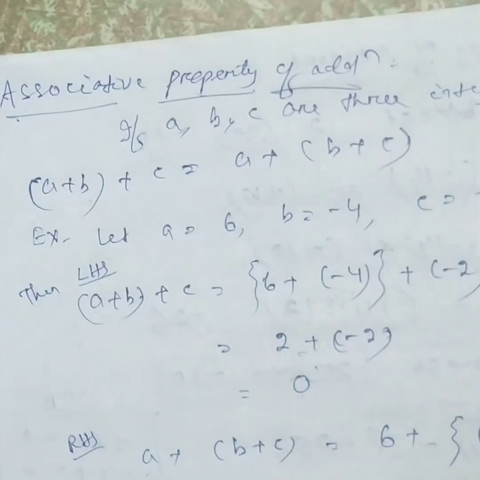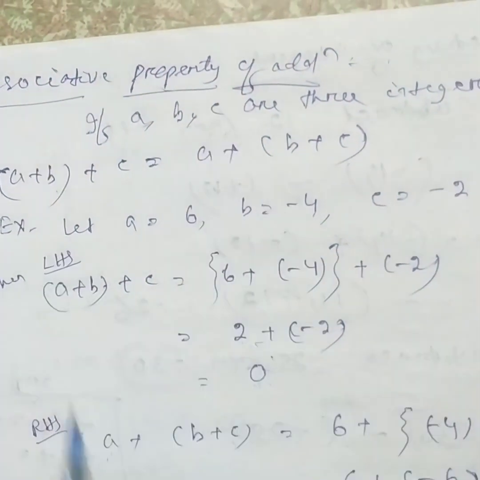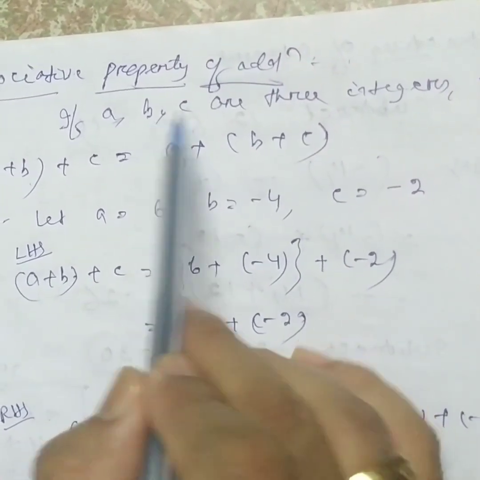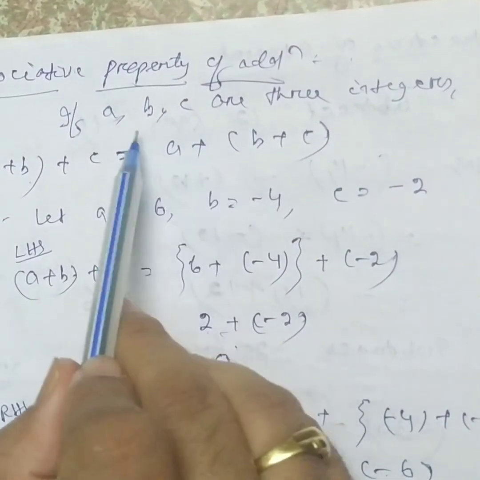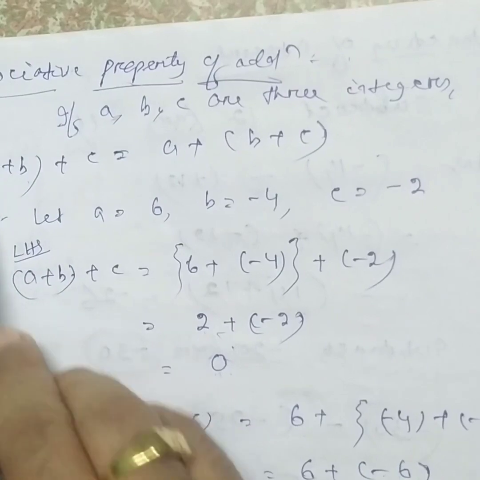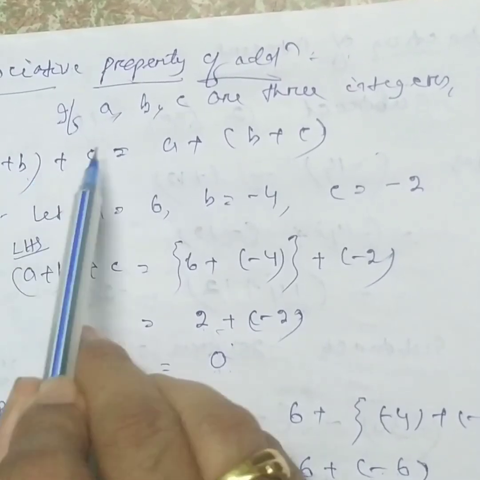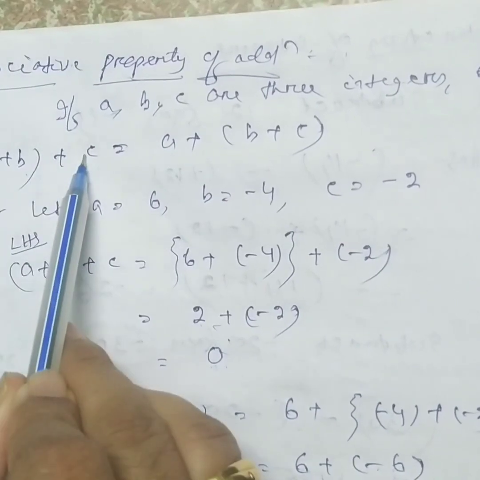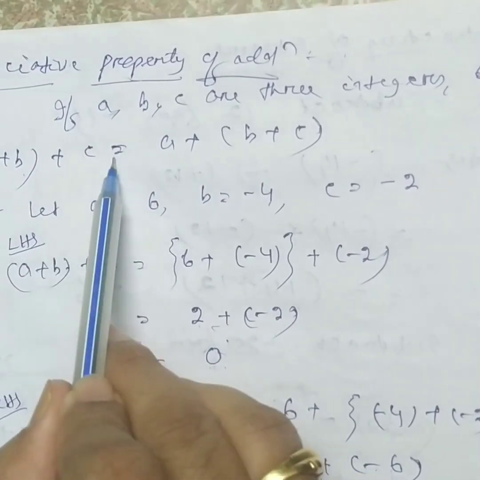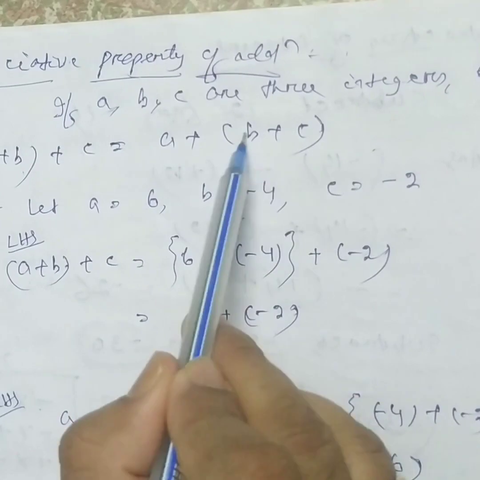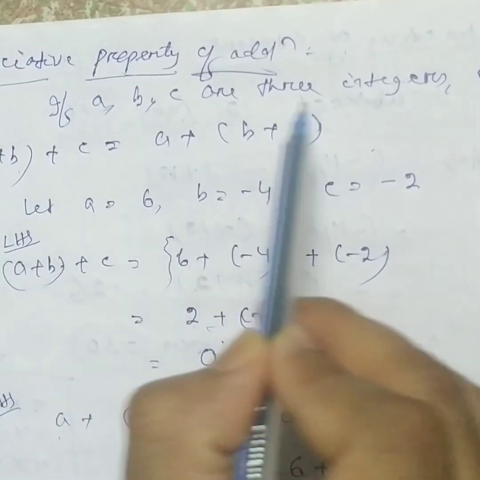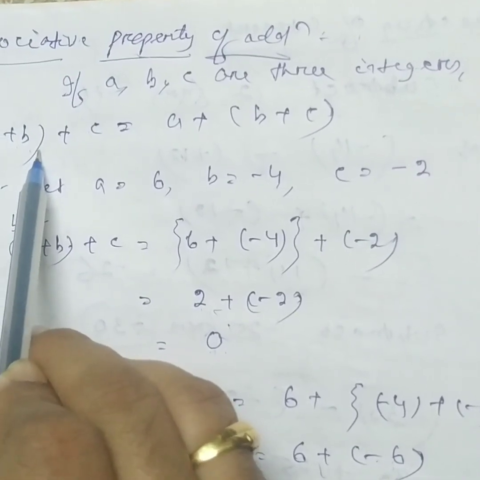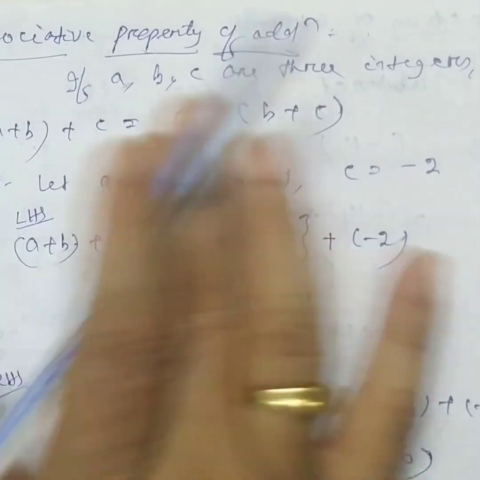Okay. That is the associative property of addition. So in the associative property of addition, we have to take 3 or more integers, and we add them and group them. If a, b, c are 3 integers, then (a plus b) plus c is equal to a plus (b plus c). So in addition, whatever the grouping, the value remains constant if we add them.